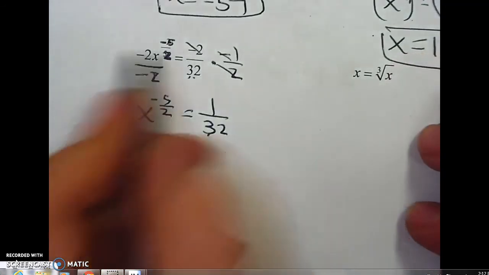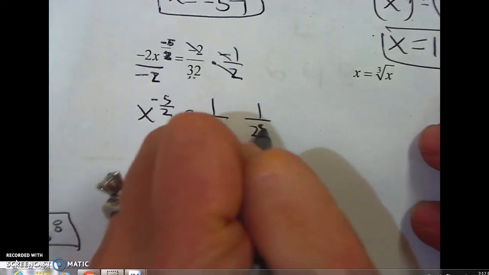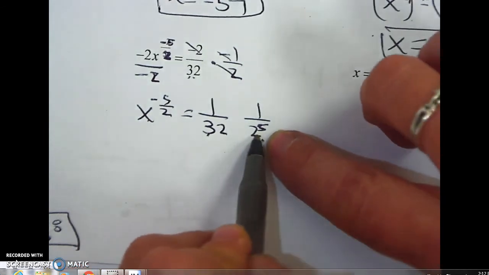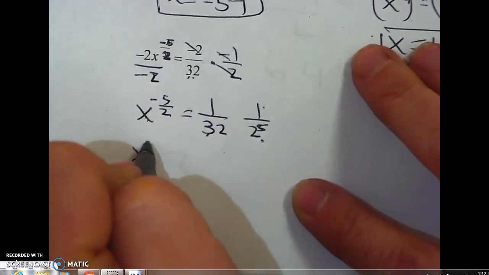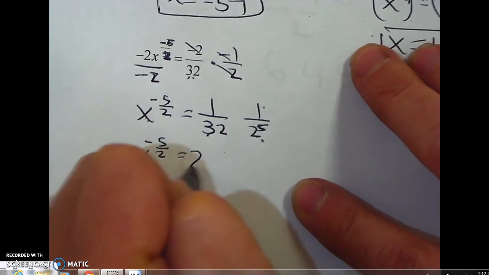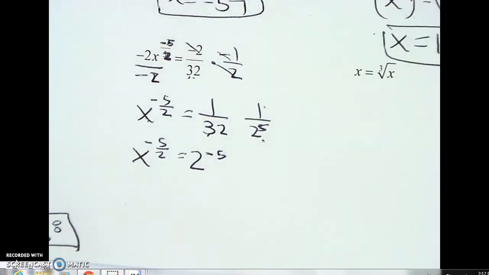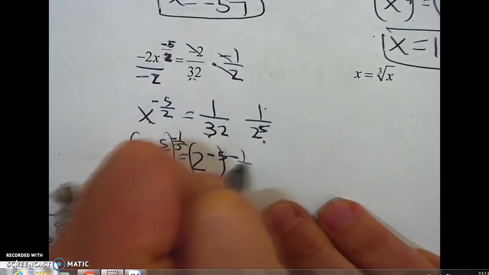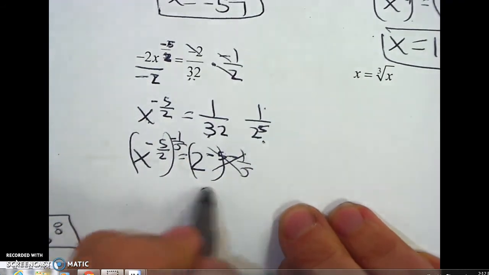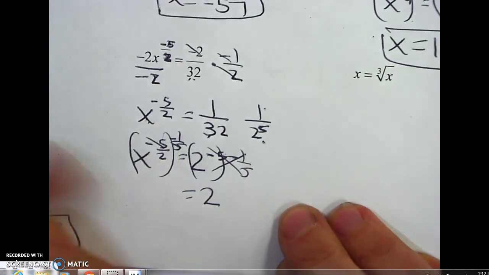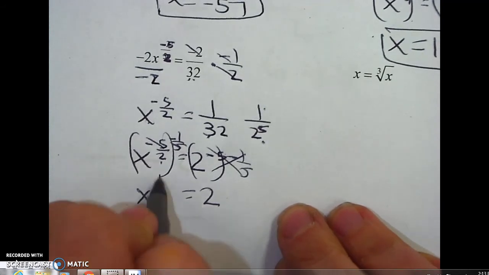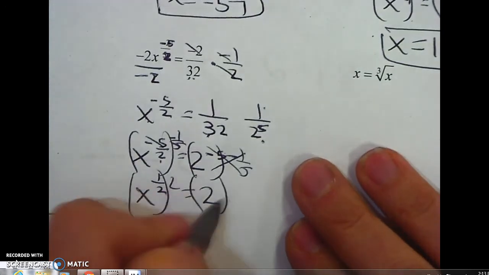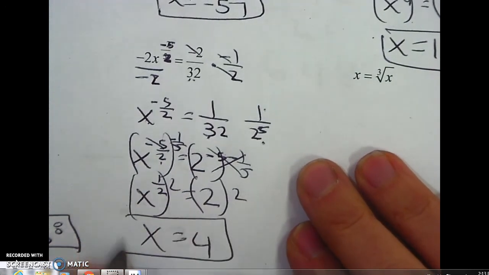Now I know that 1 over 32 is the same thing as 1 over 2 to the 5th. And I don't like that this is a fraction and this isn't. So I'm going to make this negative so they match up. So it's really x to the negative 5/2 equals 2 to the negative 5th. Now I'm going to multiply by negative 1/5. Now that's canceled. I'm left with 2 on this side. And if you see, I have the 2 still on the bottom, so it's x to the 1/2. How do I get rid of x to the 1/2? I square it. So 2 squared is 4.